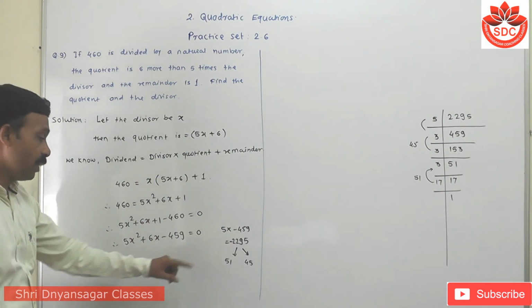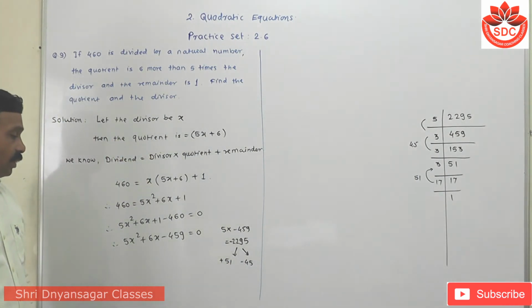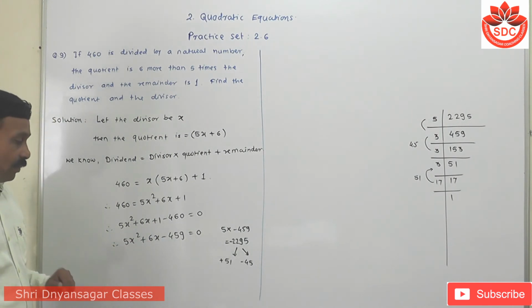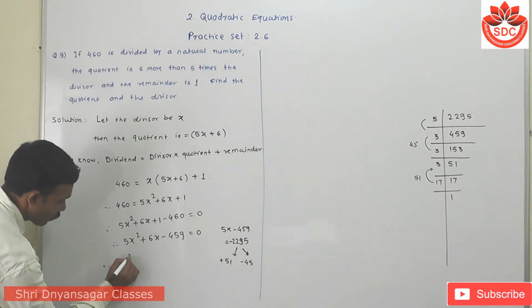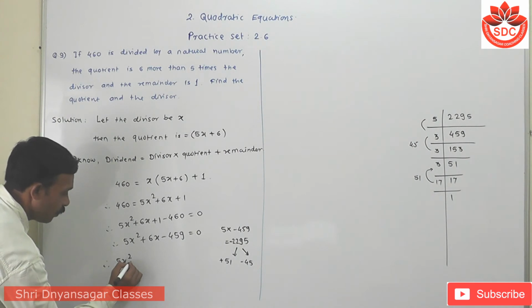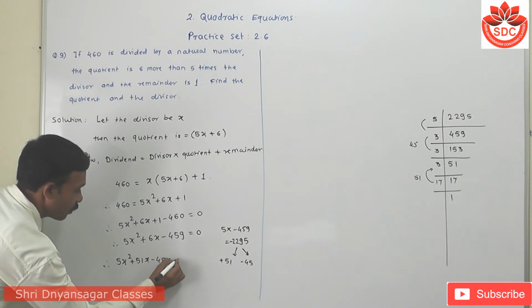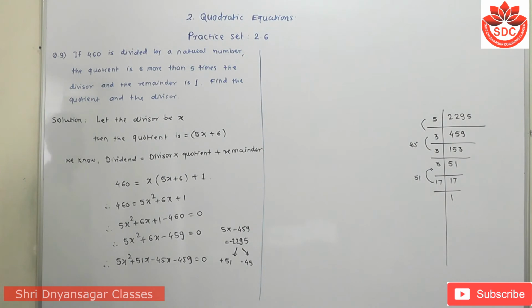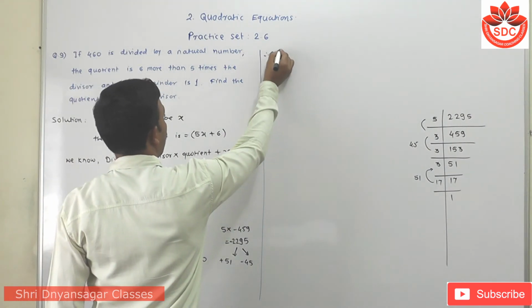Now give the proper signs: plus sign for the bigger number and minus sign for the smaller number. Student, when we take the product it becomes minus 2295 and the sum is plus 6. So I have to split the middle term. Therefore 5x square plus 51x minus 45x minus 459 is equal to 0.